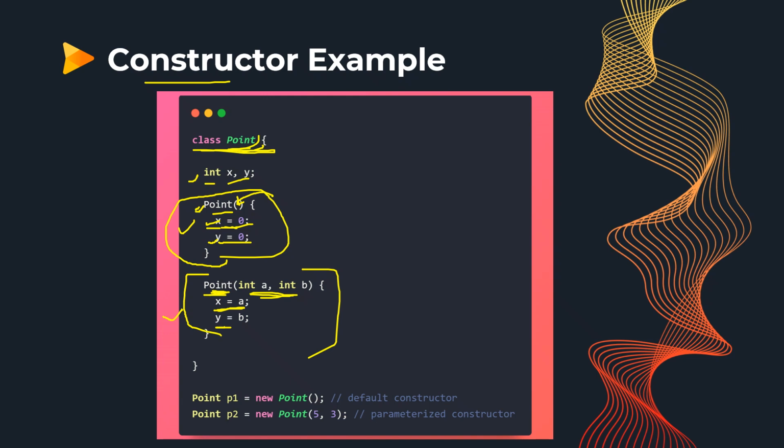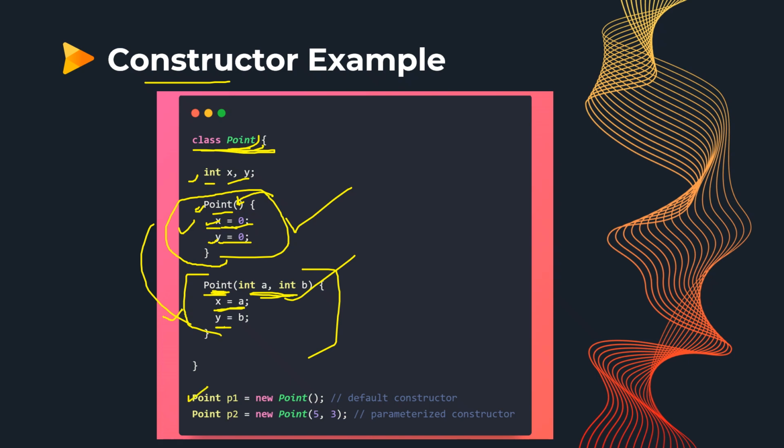So this is a parameterized constructor, and that was a default constructor. Okay, now how do we use these constructors? First of all, we are going to see how to use default constructors.